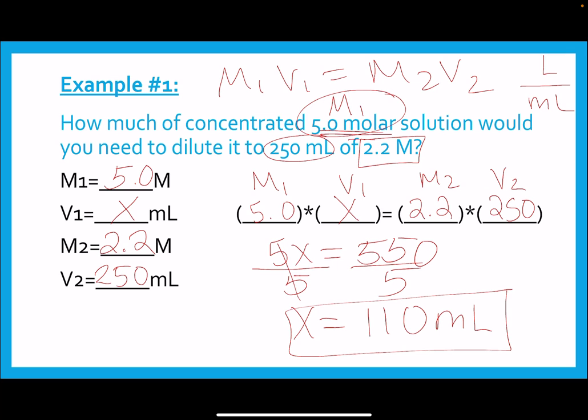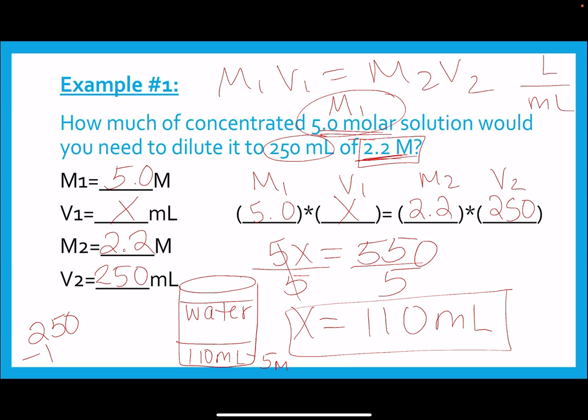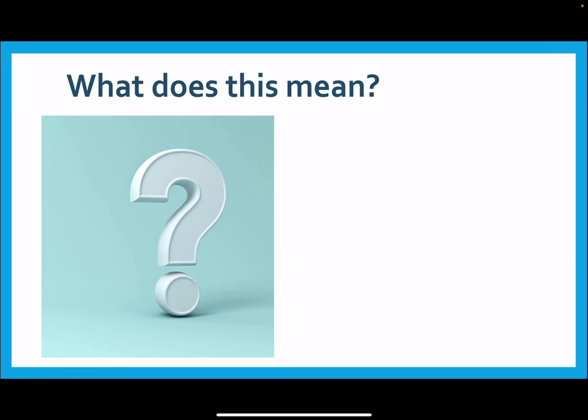So what does that mean? What we see here is if we had a beaker, 110 milliliters would be the 5 molar. To make it 2.2 molar, we would have to add water. Well, how much water to get it to 2.2? We would take the final volume minus the original, and we would see that 140 milliliters of it would need to be water. And that's how we would do a dilution as per our dilution equation.